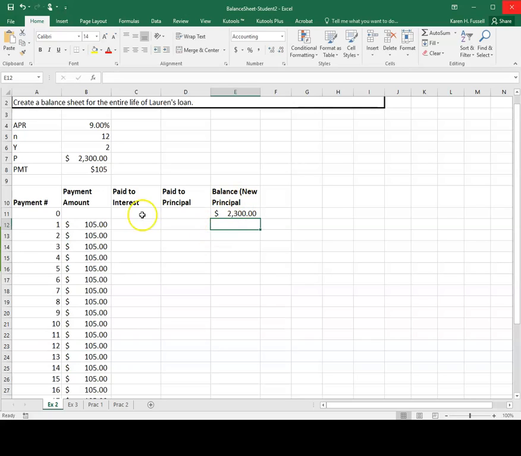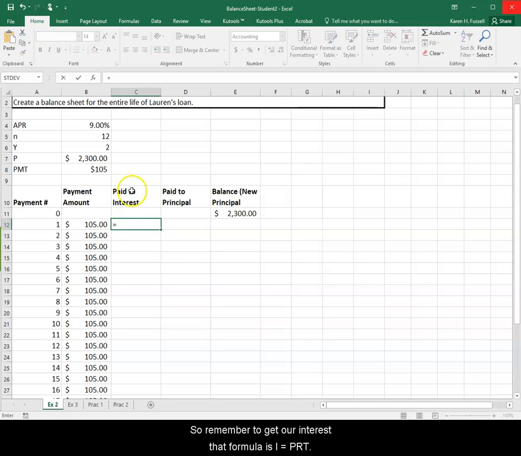Okay. So to get how much we paid to interest, we're going to use an Excel formula. We're going to start with our equals, as we always have to. Okay. So remember, to get our interest, that formula is I equals PRT. So we need our principal amount, which we're going to click on this cell because we want this to be a cell reference because it's going to change each month depending on how much we owe after we subtract our payment. Okay, so I'm going to use that E11, so that's our principal, times our rate, which is that 9%, so I'm going to put in 9%.